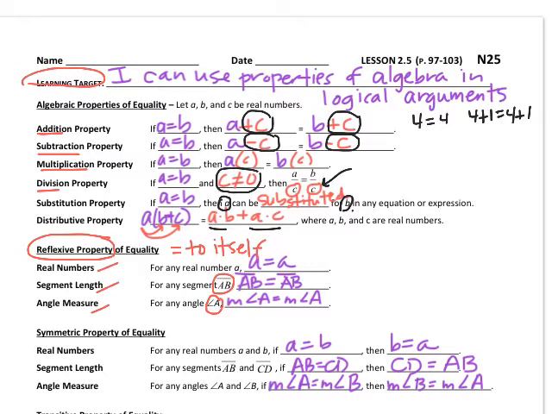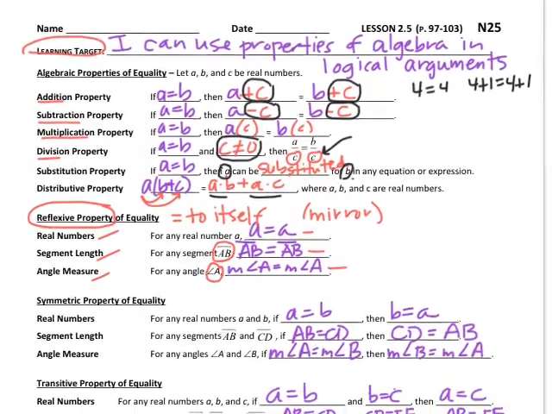Okay, so this is kind of like a mirror. When you're looking in the mirror, you see your reflection. It's yourself. You equal you when you're looking in the mirror. So think of a mirror here. Something is reflecting back to itself. So numbers equal themselves, segment lengths equal themselves, and angle measures equal themselves as well.